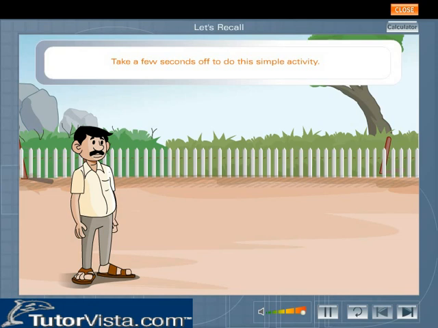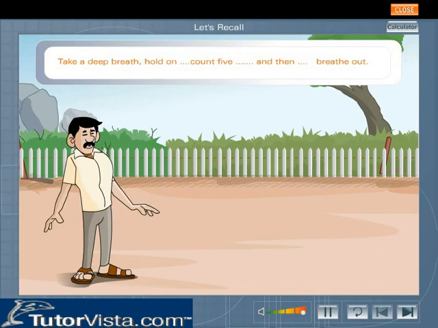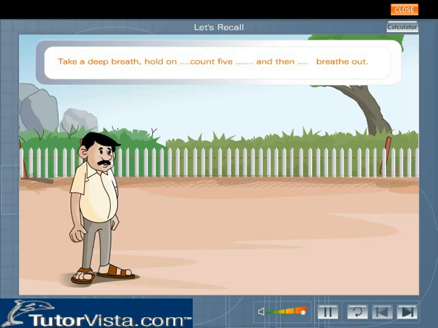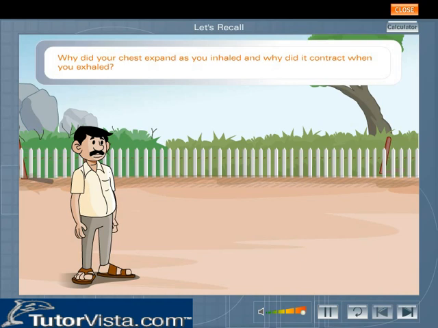Take a few seconds off to do this simple activity. Take a deep breath, hold on, count five, and then breathe out. Why did your chest expand as you inhaled, and why did it contract when you exhaled? Yes, that's Boyle's Law in action. Click next to know what's in store.